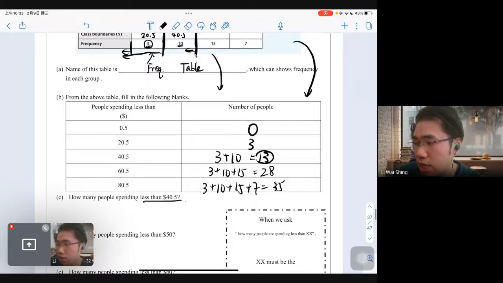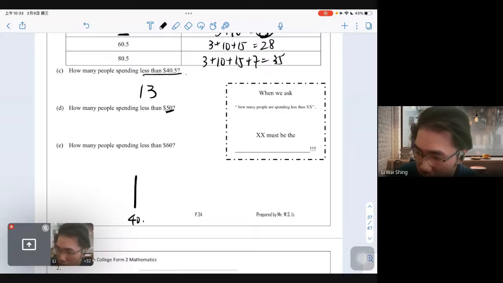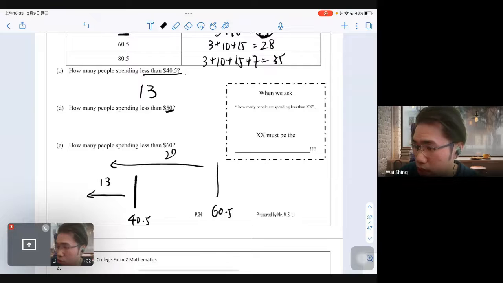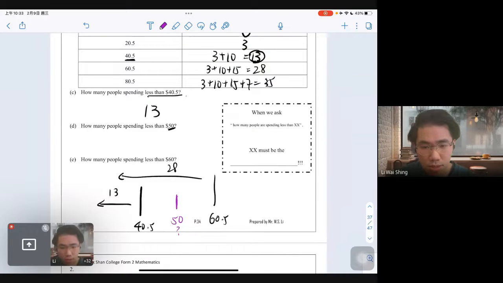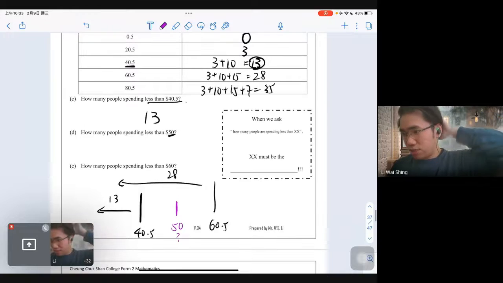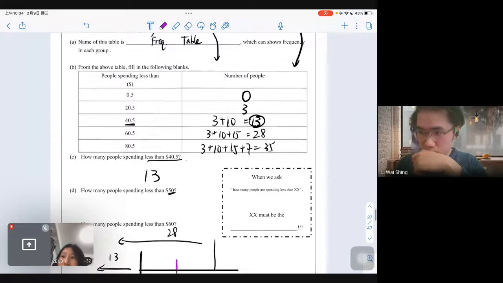You can take a look at the cumulative frequency table. Less than 40.5, 13 students. Very good. What about 50? Less than 40.5, in total 13 students. Less than 60.5, in total 28 students. So, less than 50? Antonia, what do you think? How many people are less than 50? We don't know, because it wasn't stated. Right, it wasn't stated. Very good.